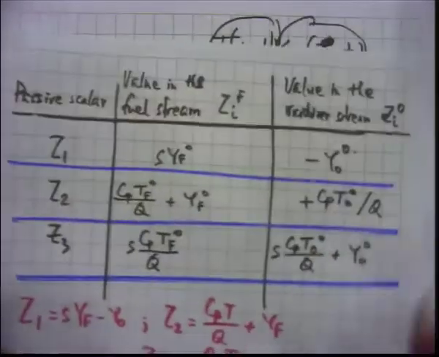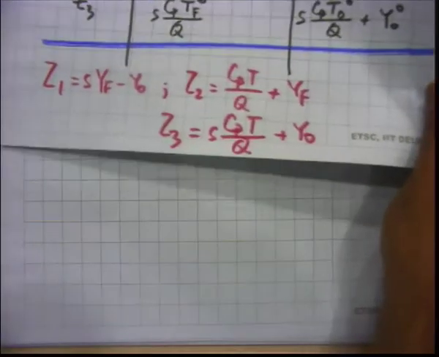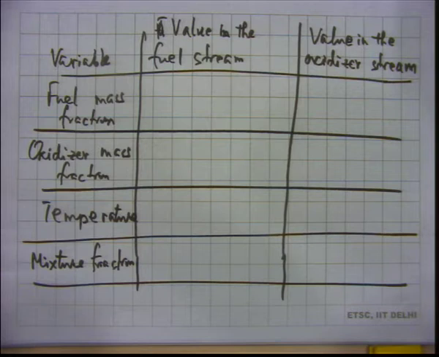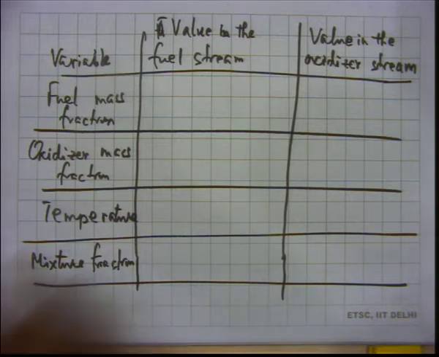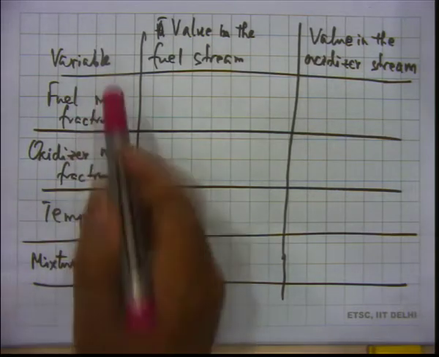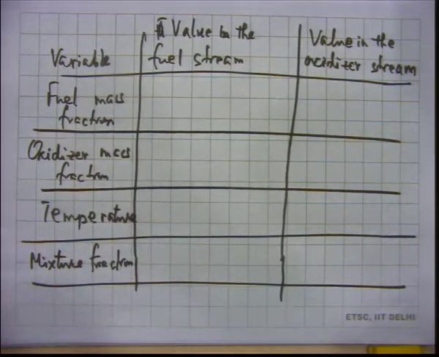All right. So, this we know, and I want you to tell me, based on what we know about Z1, Z2, Z3, let us try to complete this table. It's a very simple one actually. So, the variables are here. Let us talk about first this fuel mass fraction. What is the value of the fuel mass fraction in the fuel stream?